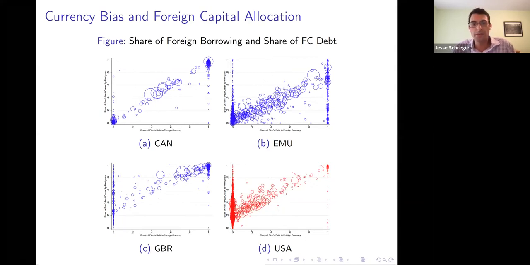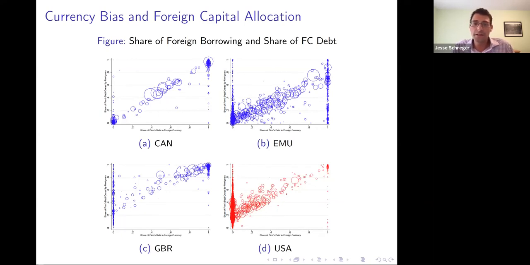Each bubble is a particular firm. The size of the bubble gives you how much they've borrowed. If a firm is at the origin, that's saying they have none of their debt in foreign currency, 100% of it is in Canadian dollars. The y-axis says how much of that firm's debt is actually owned by foreigners. What you can see is that it's basically a 45-degree line: knowing how much of a firm's debt is in foreign currency for Canada essentially tells you how much of their financing is coming, at least for bonds, from foreign investors.